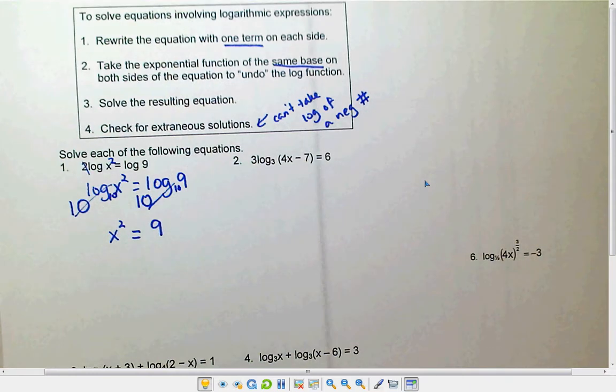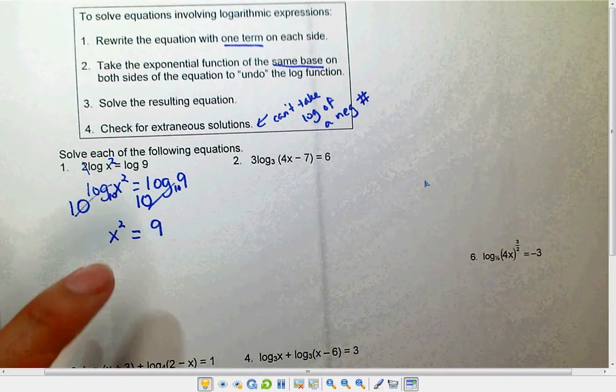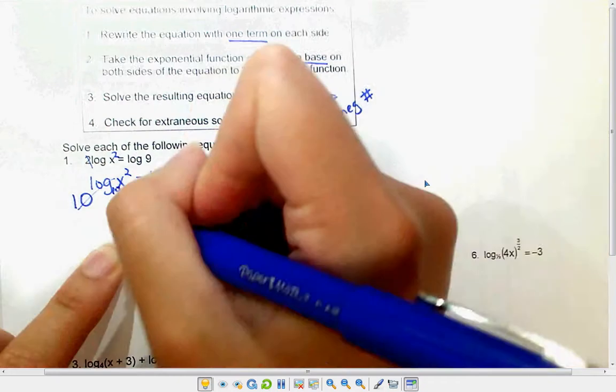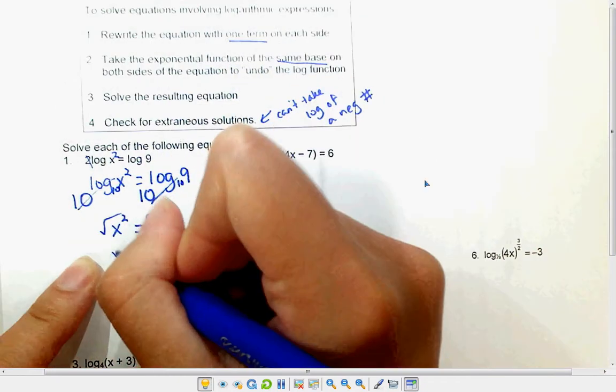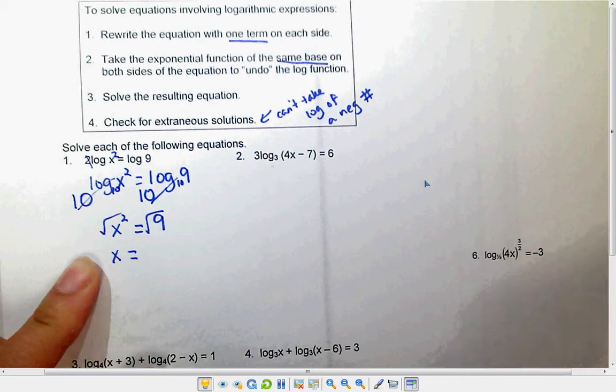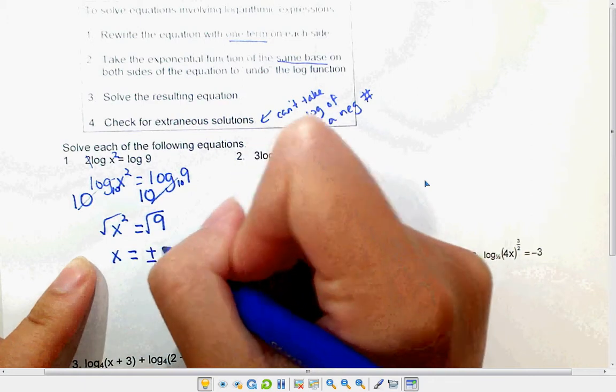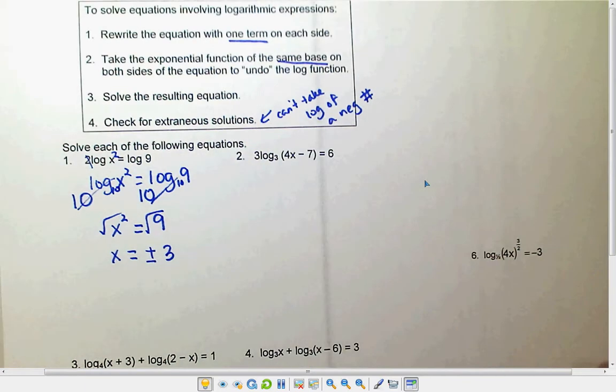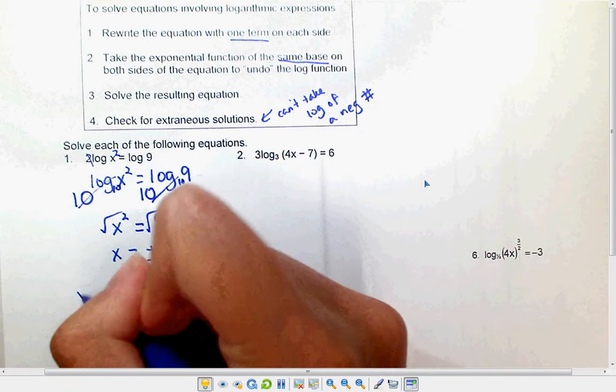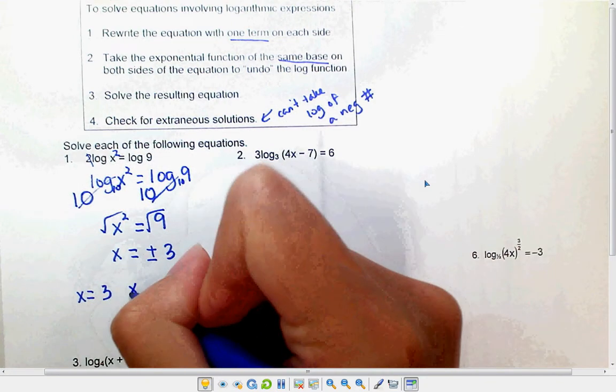And now this is a problem I know how to solve. To get x by itself, I got to undo the squared by taking the square root. So I know that x is going to be equal to, when I take the square root, it could either be positive or negative 3. So right now I have two answers. I either have a positive 3 or a negative 3.